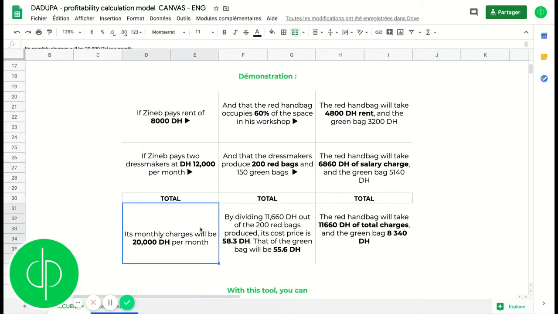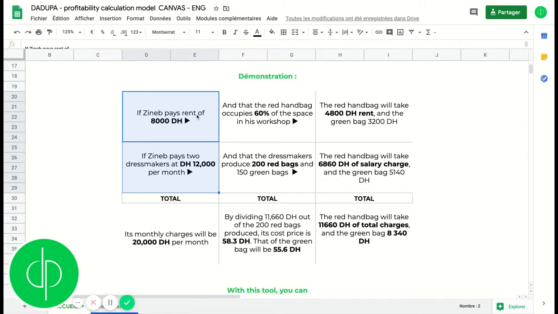Imagine that you are paying monthly charges of 20,000 dirhams per month, and that when you specify your charges, you find that you pay 8,000 of rent and 12,000 of salary, the wage to the dressmakers. You can have some other charges, like for example the electricity, but this is only an example. Okay, this is how we'll do.